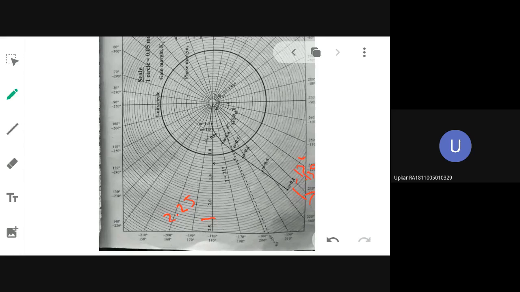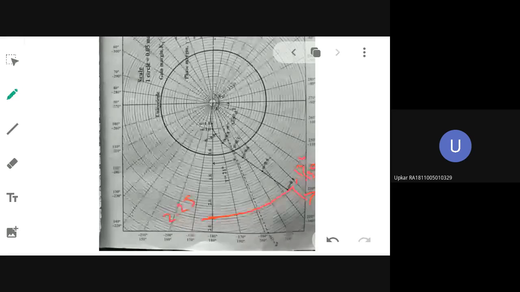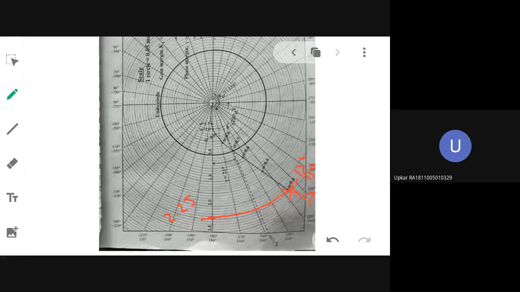So if you are circling this, this will be my point. Understood how I am marking? Very good.